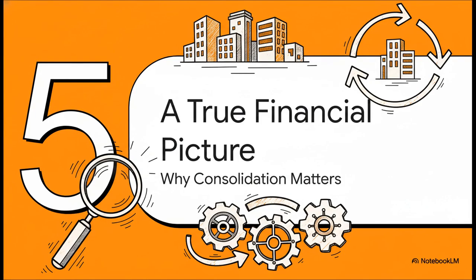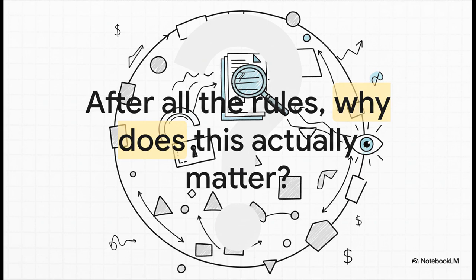All right, so we've been deep in the weeds with all these technical rules about control and rights and exemptions. Let's zoom out and ask the big question. Why do we go through all this trouble in the first place? Honestly, it matters because without these rules, the financial world would be a much, much murkier place. It all comes down to transparency, to giving everybody a fair and accurate look at what's really going on inside these huge, complex corporate groups.